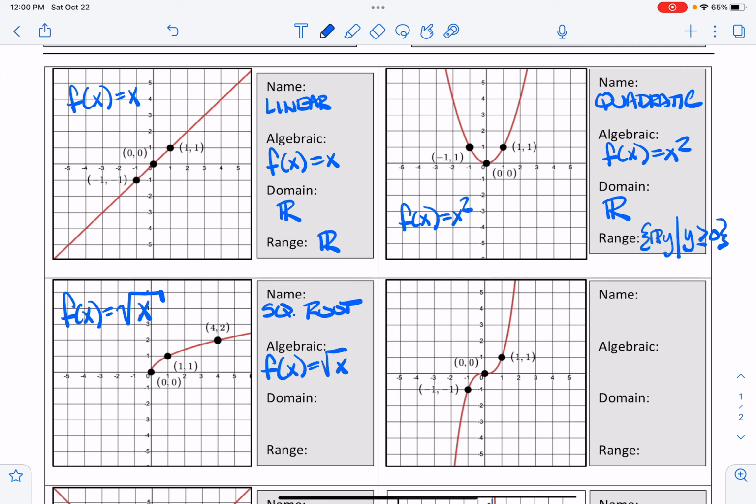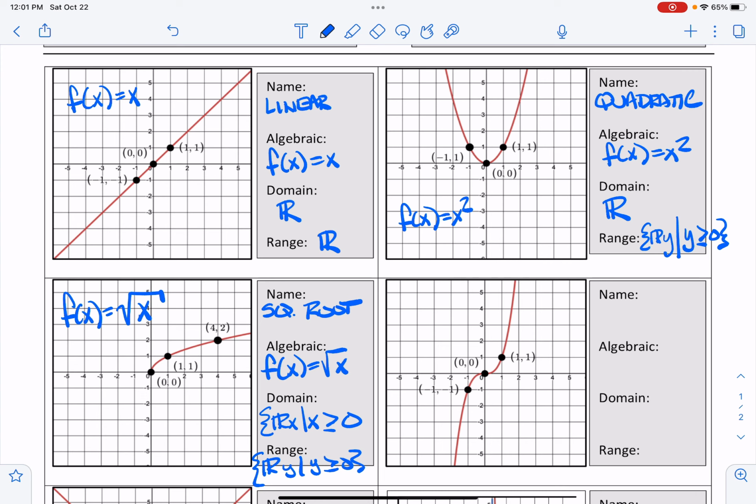Domain is, if you look on the x-axis, the set of all real numbers x such that x's are greater than or equal to 0. There's no x's over here, obviously. And that is the exact same thing for your range, for your y's. So it is all real numbers y such that y is greater than or equal to 0. And I'm using set notation for all of these.